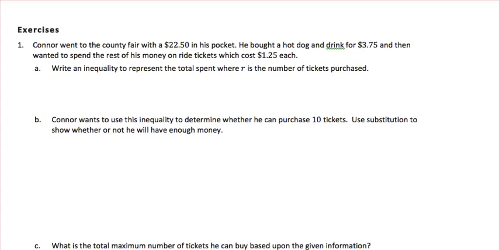To practice, we're just going to look at a couple of exercises. The first one, Connor went to the county fair with $22.50 in his pocket. He bought a hot dog and a drink for $3.75, and then wanted to spend the rest of his money on ride tickets, which cost $1.25 each. They want us to write an inequality to represent the total spent, where R is the number of tickets purchased.